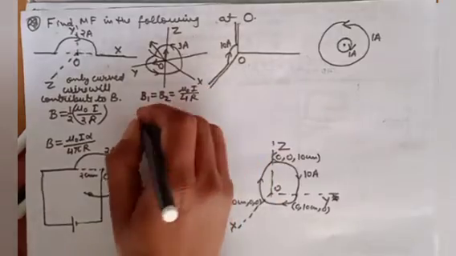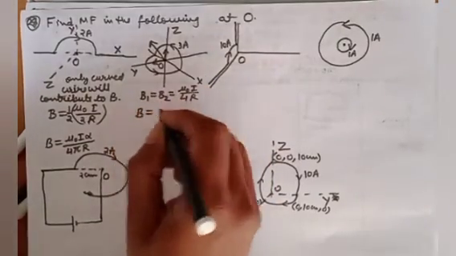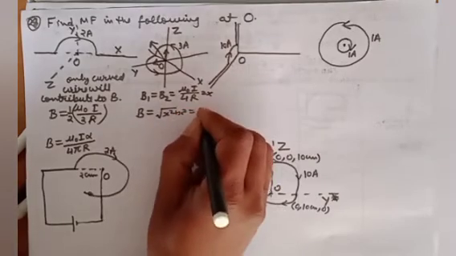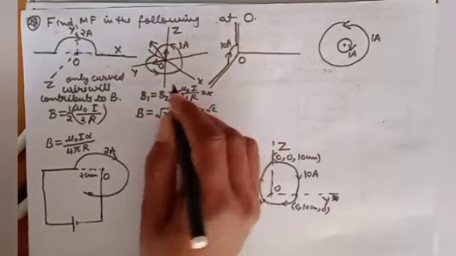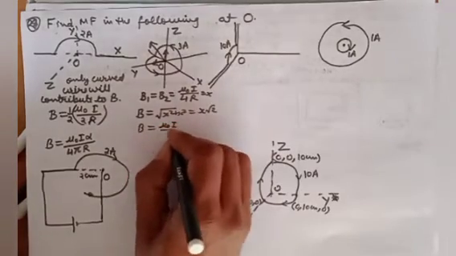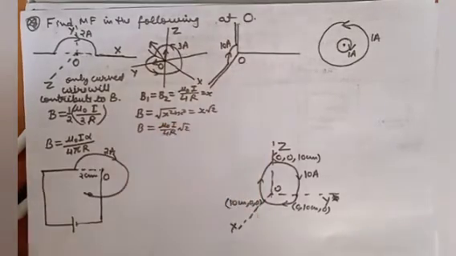Later on to find B, if it is equal to x, then it will be x square plus x square, so that will be x root 2. This will be the resultant. So the resultant will be mu naught I upon 4R root 2. You can put the value and you can get the answer.